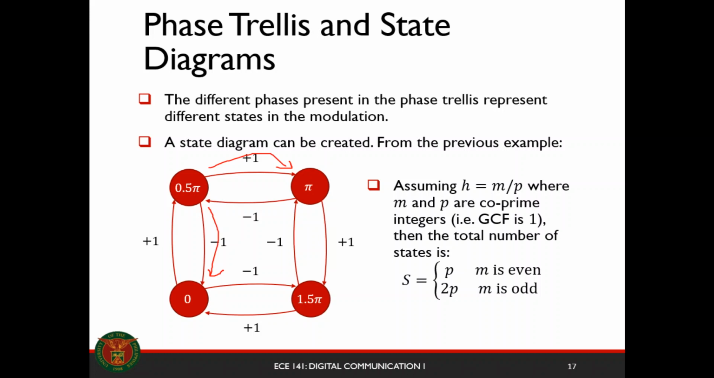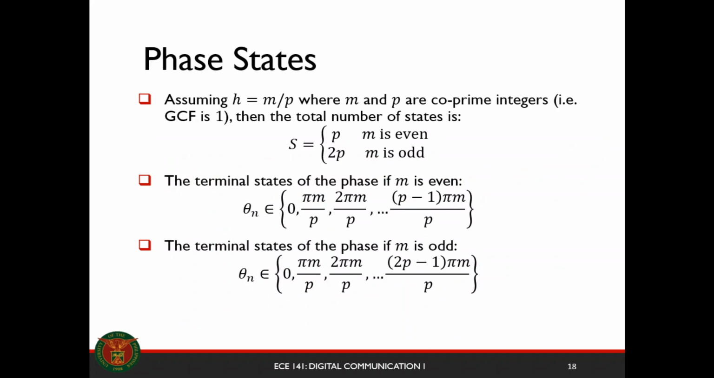So in general now, if we assume that our modulation index is h = m over p, where m and p are co-prime integers, what does that mean? It just means that h is a rational number. So don't be afraid. The total number of states is p if m is even, 2p if m is odd. That is actually shown here. So if h is rational, then the terminal states of the phase, if m is even, are in this set. If m is odd, they are in this set.